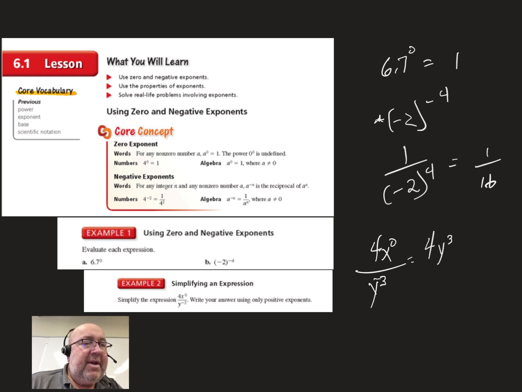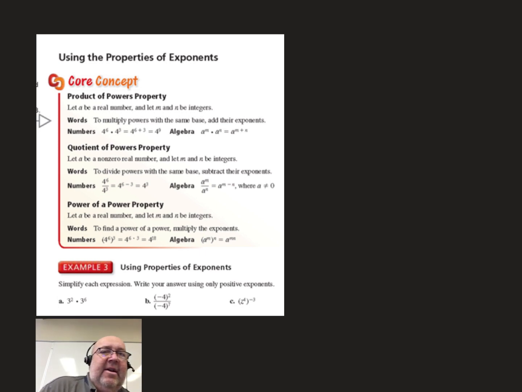Going on, we'll look at a couple. We have the product of powers property, which means when you multiply bases and exponents, the bases stay the same and the exponents add. Then we have the quotient of powers property, meaning that when we divide, the bases again stay the same and the exponents subtract, the bottom from the top.